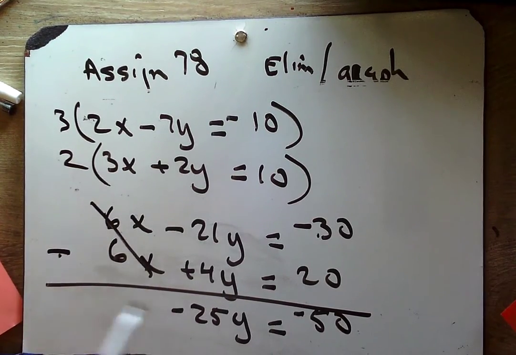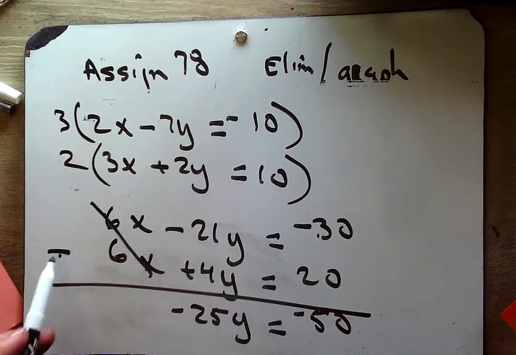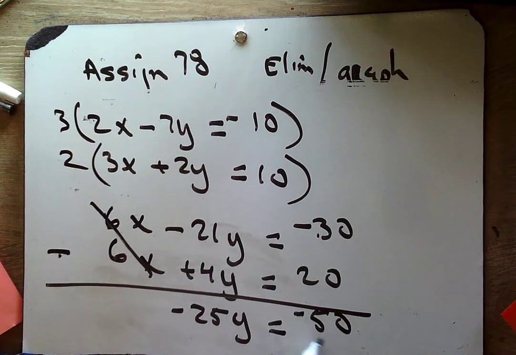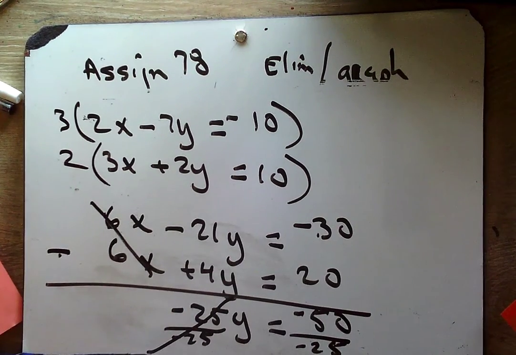6x minus 6x, gone. Minus 21 minus 4, nice. Minus 30 minus 20, nice. And again, don't do this in your head. Oh, there's such a good chance you'll get it wrong if you just try and do it in your head. -50 divided by -25 is +2.